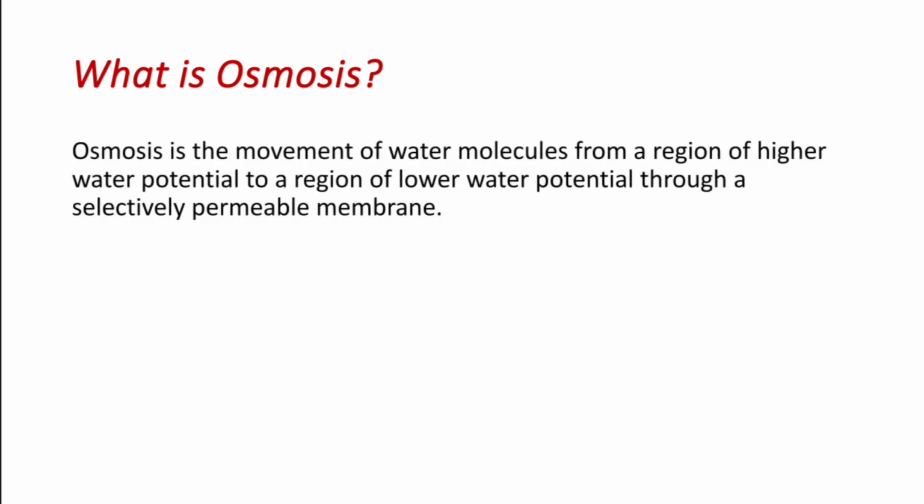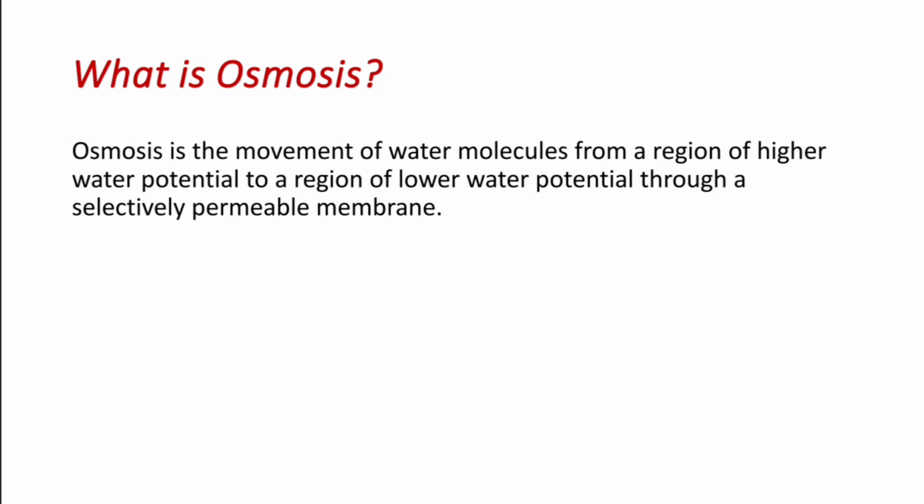So the first question is, what is osmosis? Osmosis is the movement of water molecules from a region of higher water potential to a region of lower water potential through a selectively permeable membrane. So in this case, we are being told that water molecules are moving from where they are highly concentrated to where they are less concentrated. Isn't that diffusion? Yes, it is. So to simplify the definition, we can also say that osmosis is the diffusion of water molecules through a selectively permeable membrane. That is also a correct definition.